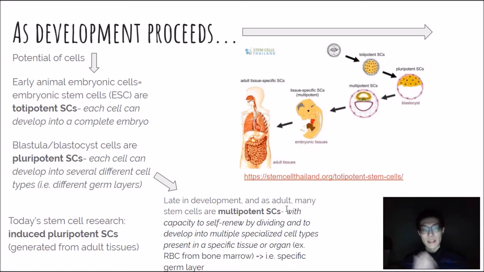So you have these steps where, as development proceeds, certain cell lines become more and more specialized. And this is something that potentially has great impact, not just in the developmental sense, but also in terms of biomedicine. Today's stem cell research often looks at induced pluripotent cells that are generated from adult tissues. So there we go. This is a process that might be good to keep in mind as you're studying for your exam.